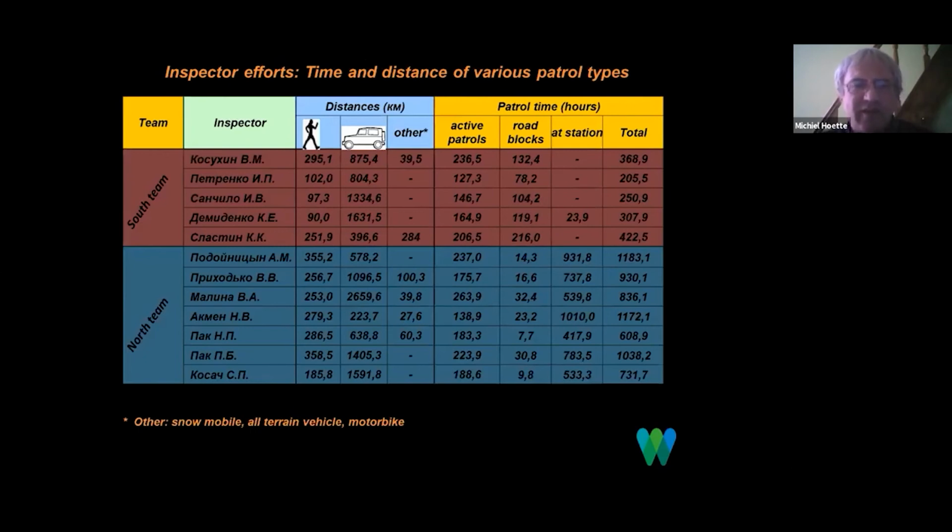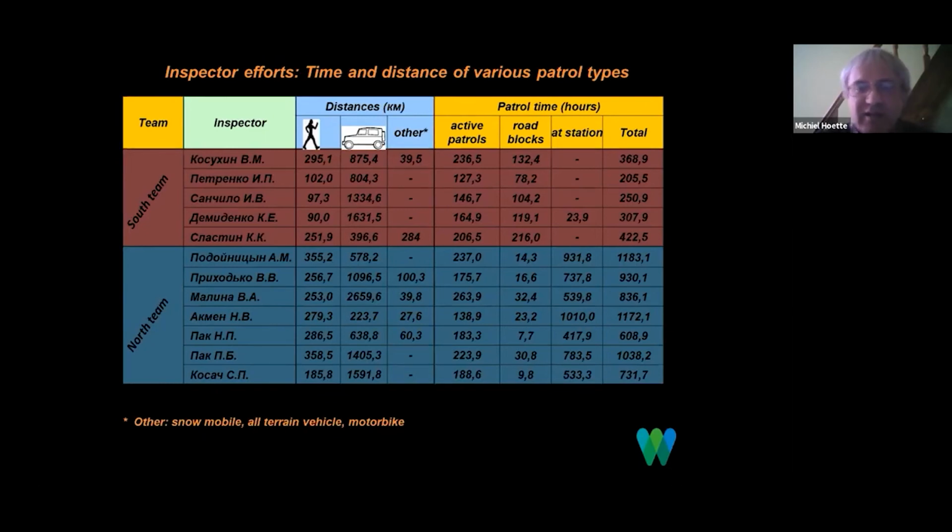Some directors prefer tables over graphs. This is, for instance, a table of patrol efforts of a small reserve with only 2 teams. For each team, the inspectors are listed, and you can see how many kilometers they walked, how many kilometers they drove, how many kilometers in other types of transport means, and how much time they spent on active patrols and on non-active patrols, which is roadblocks.